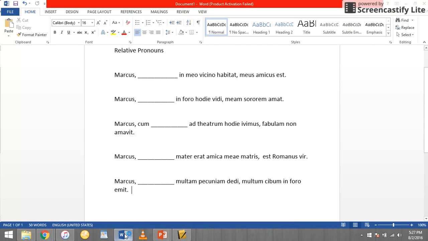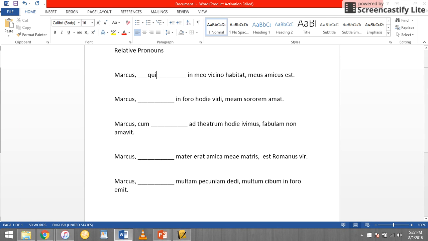Let's look at the sentence again. Marcus blank in meo vicino habitat meus amicus est. Our verb habitat is singular also. It needs a subject. If we put qui in the blank, which is nominative masculine singular, and then we translate it, let's see if it makes sense. Marcus, who lives in my neighborhood, is my friend. So qui is the subject of habitat, and it sounds fine.